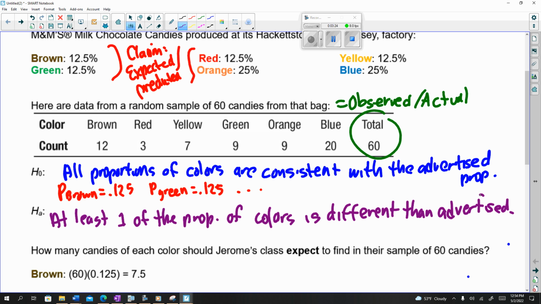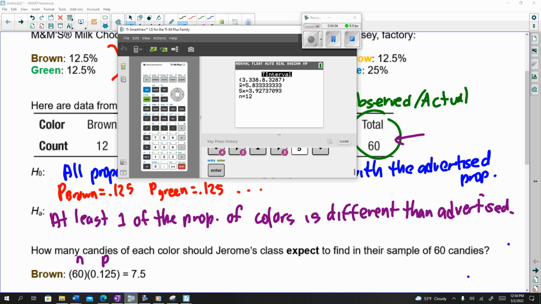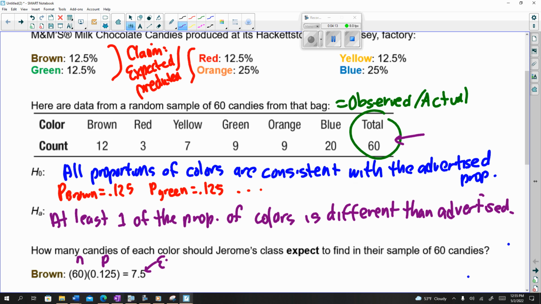Okay. So, as you can see, we have a total of 60, and those are my actual counts or my observed counts. Now, we also have to calculate our expected counts. Our expected or predicted counts are what we would predict based on the proportions that they advertise. So it says underneath, how many candies of each color should we expect to get? So, for example, brown. If there's a total in the sample of 60, if we wanted to calculate the expected amount of brown, we would just multiply n times p. So in this case, n is 60 and p for brown was 0.125. So you would just do 60 times 0.125, and that would be 7.5. So basically, he can expect to get 7.5 brown in his bag. But he didn't get 7.5 brown. If you look, he got 12 brown in his bag. So what's predicted or expected is not necessarily what actually happened.